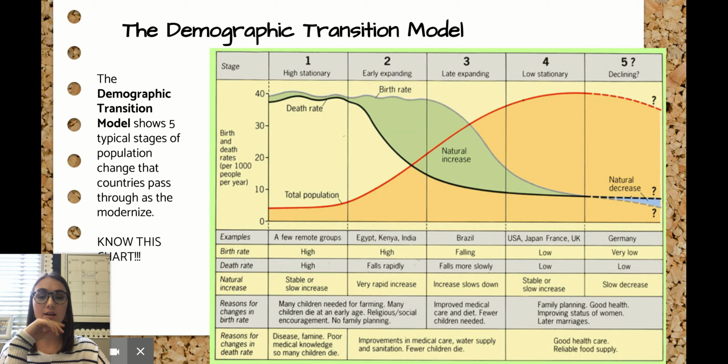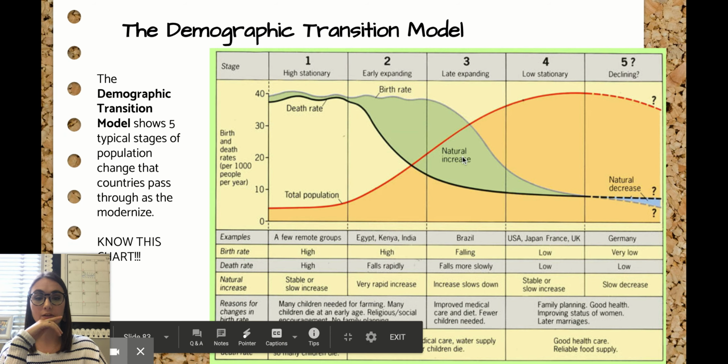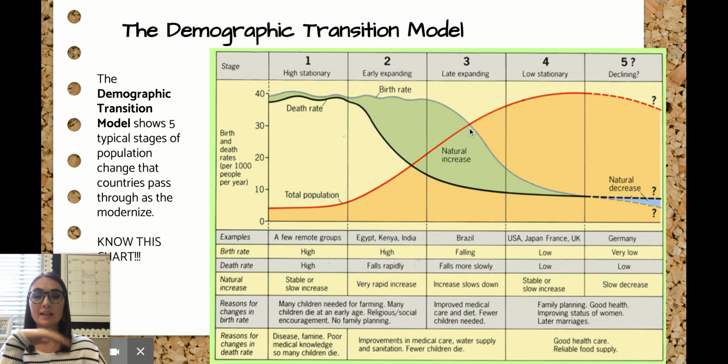The death rate falls pretty low in stage 3 because of improved medical care and a better diet. And the country's beginning to industrialize more, so there's less need for children to work.